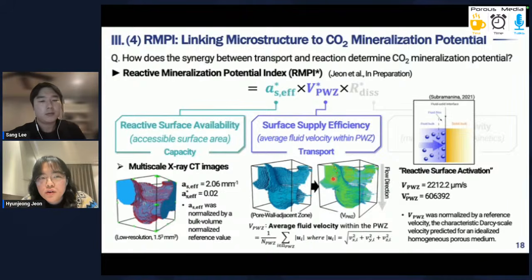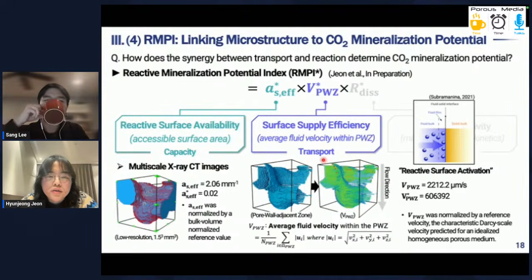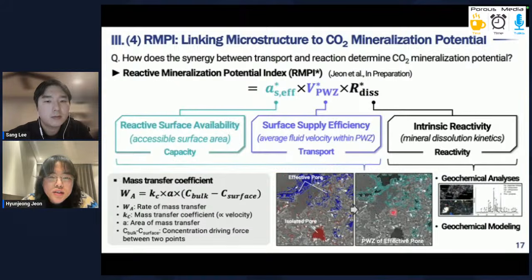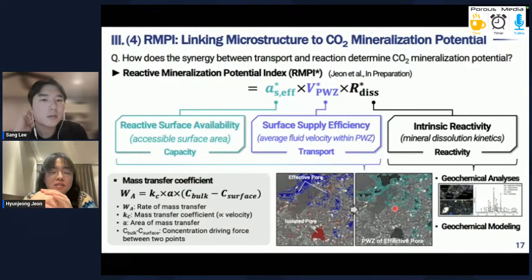Actually, these calculations of fluid, this term, which is the same as the average fluid velocity, were calculated within the effective pore, even for the micropores. You can see in this image, these are the micropores, which are connected. The whole calculations of RMPI and analysis did not involve the isolated pore. So we just consider the effective pore of the micropores like this.